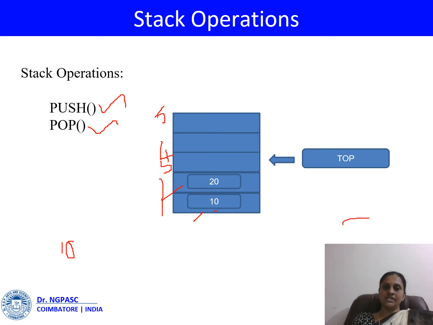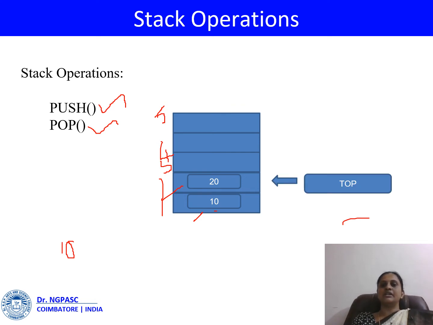So now I have deleted. The next thing is I want to update my top pointer, because the top pointer cannot point to some random memory location, right? So what I'm going to do is delete that value and decrement the top pointer. Now the top pointer is pointing to the last element in the stack. This is called the pop operation. This is how you can delete a value from the stack.